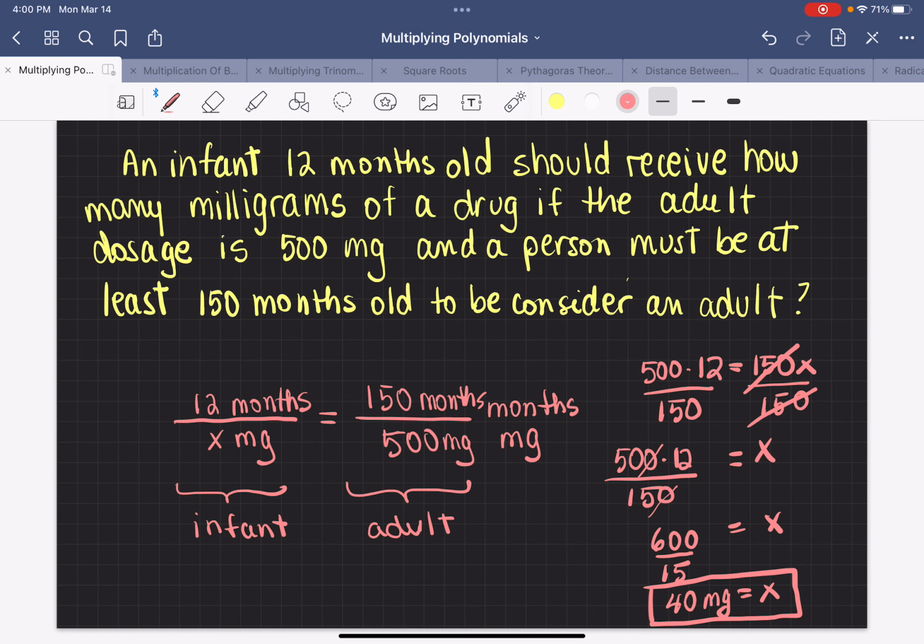Don't forget the units. That's very important to write in your answer.